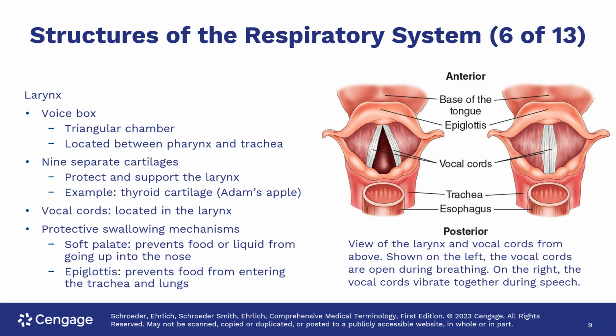The larynx is the voice box that's located between the pharynx and the trachea. 9 cartilages help to support it. The vocal cords are contained in the larynx. There are protective mechanisms in place to prevent choking. The soft palate prevents food and liquid from going into the nose, and the epiglottis prevents the same from going into your lungs.